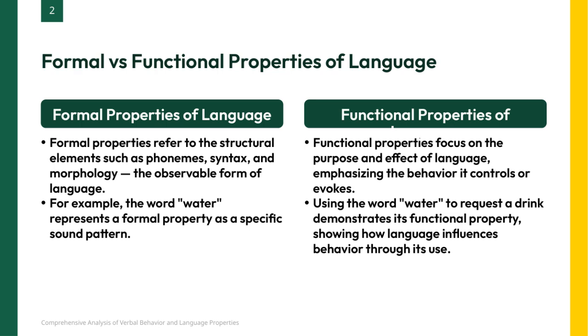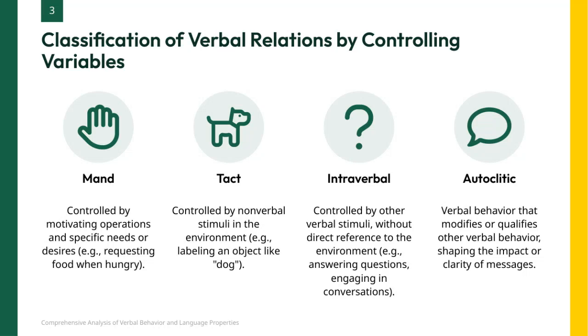On the other hand, functional properties are all about what language actually does, its purpose, and the effect it has. For instance, when someone says water to ask for a drink, they're using language functionally to influence behavior. So, while the formal aspect is about the form, the functional aspect is about how language is used and what it achieves.